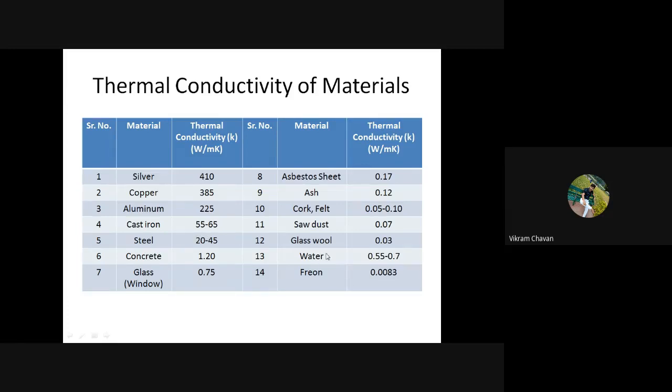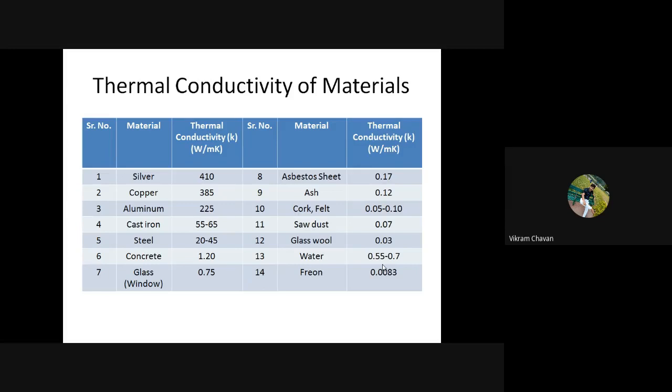Here also, for cork and felt, it depends on the composition, so the range is provided, between 0.05 and 0.10. In the same way for water, the range is provided because it depends on the salt content or mineral content of that water. So when the composition changes, the thermal conductivity changes. We have discussed that a pure substance has higher thermal conductivity, whereas in alloying materials, or if you add impurities to a material, its thermal conductivity goes on decreasing.